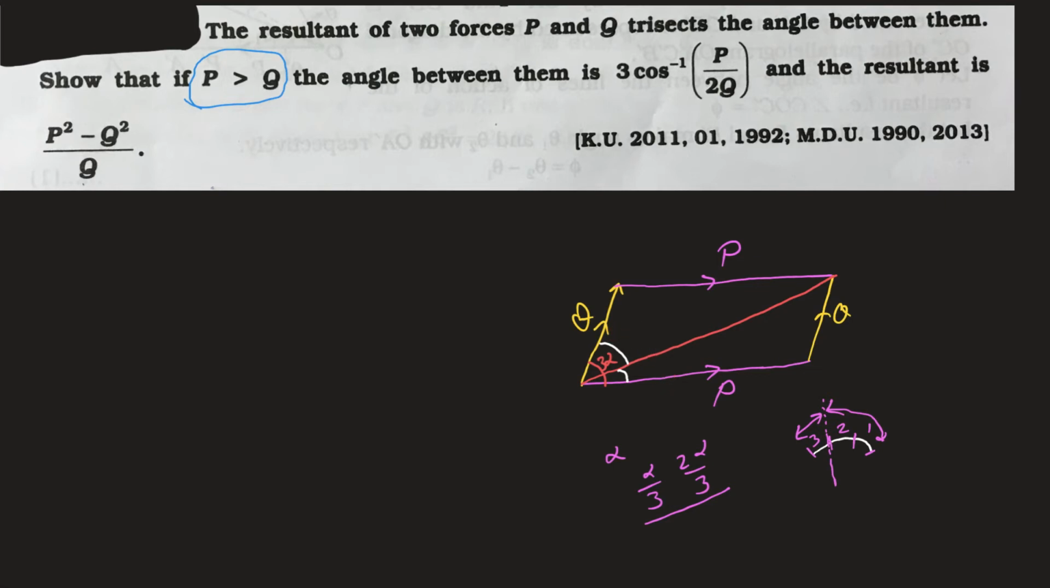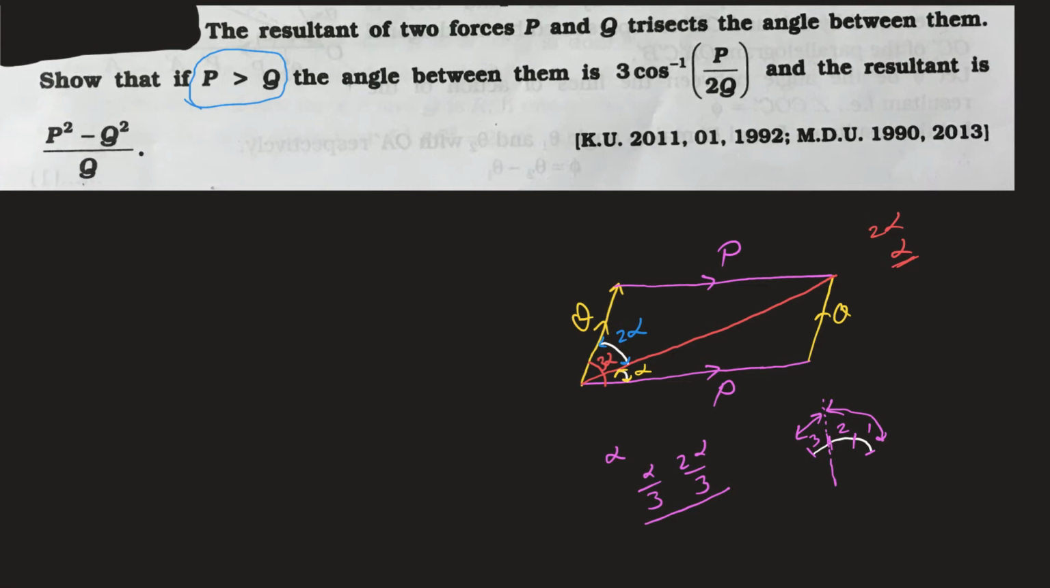So out of 2 alpha and alpha, which angle is less? Alpha is less. So I have no hesitation in saying that this angle will be alpha and this angle will be 2 alpha. So this will be 2 alpha and this will be alpha.